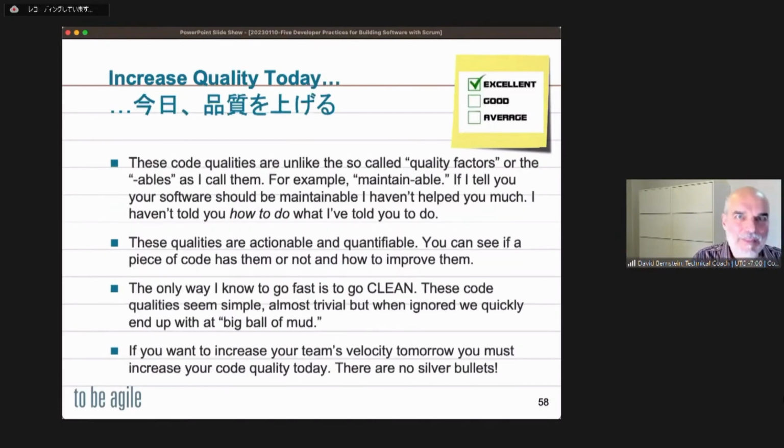And I like to say that if you want to increase your velocity tomorrow, the way to do it is to increase your code quality today. I know it's not very sexy, but it's the truth. A lot of times, the thing that slows teams down is technical debt. And so if you can increase the quality of your code and reduce technical debt, you can get more stuff done.